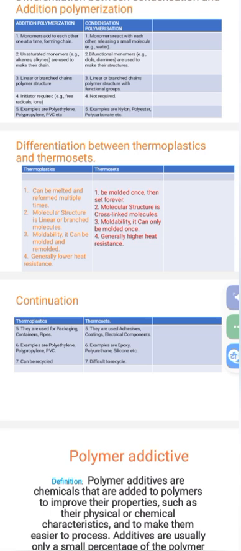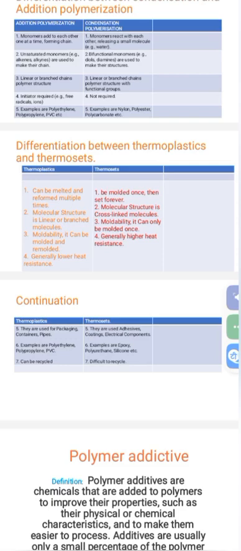Then number 2, molecular structure: thermoplastic has linear or branched molecules, but thermoset has cross-linked molecules. Then moldability: thermoplastic can be molded and remolded, while thermoset can only be molded just once. Then another one, heat resistance: thermoplastics generally have low heat resistance, but thermosets have much higher heat resistance.